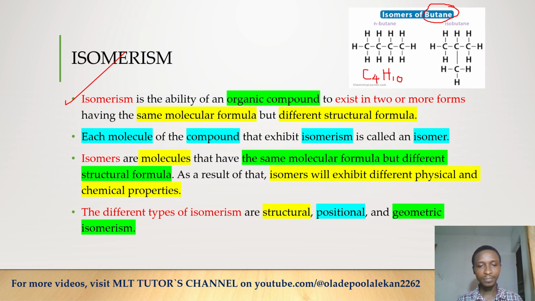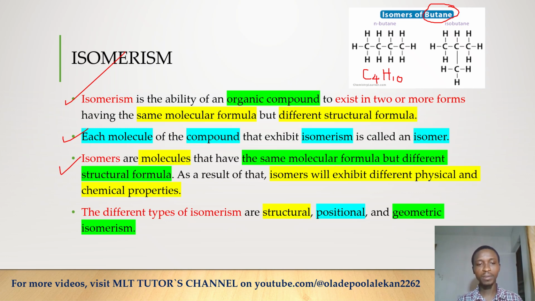Then, if that is clear, each molecule of the compound that exhibits isomerism is called an isomer. Each of these is an isomer. This n-butane is an isomer of butane. Also, this isobutane is also an isomer of butane. So now the next question is, what are isomers?